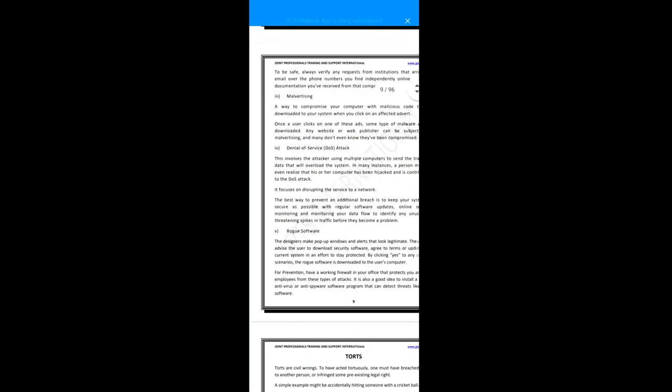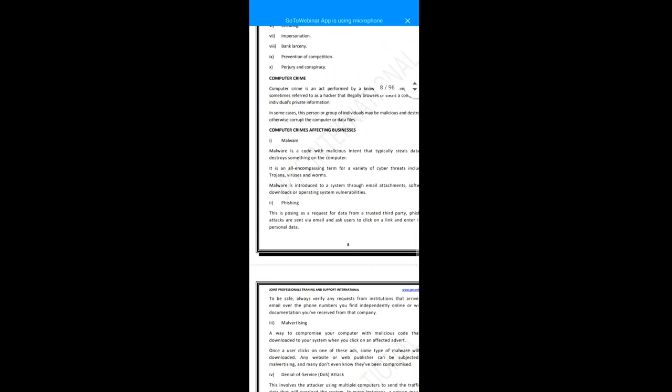rogue software. Now, all these five are types of computer crimes: the malware, the phishing, the malvertising, the denial of service, that's an attack to deny you access to the necessary network you want, and the rogue software. All these are types of computer crimes affecting businesses.